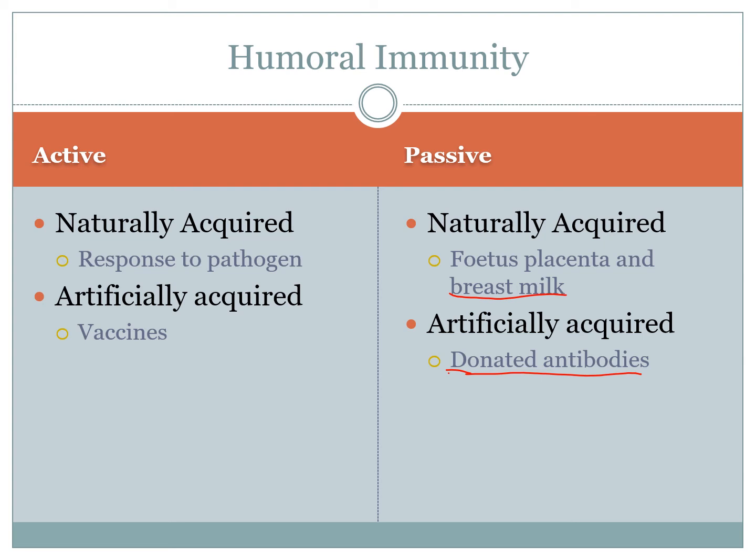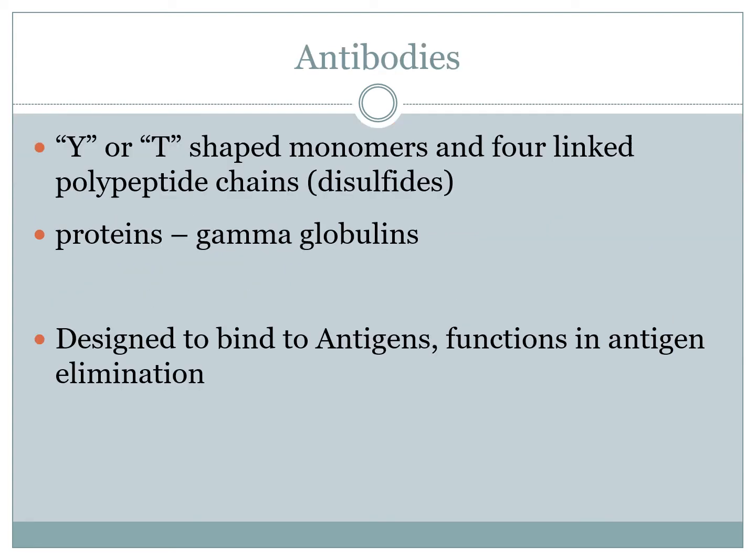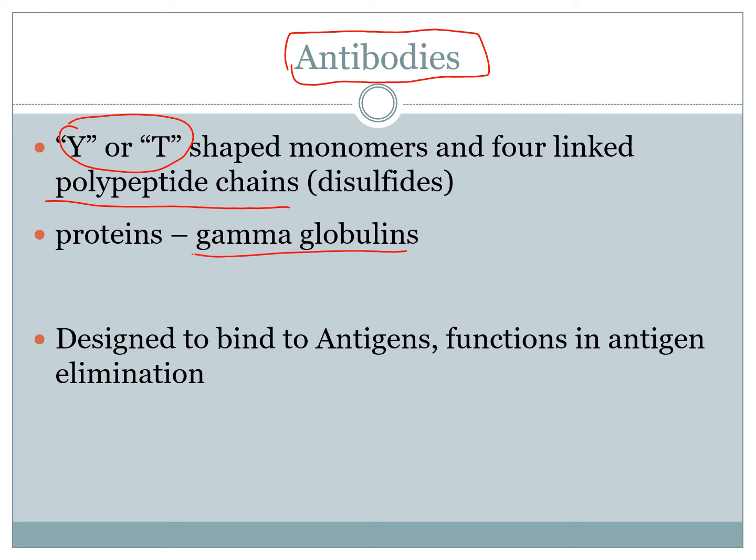Now, when we look at what's being produced, the end result of all this, what we've been talking about, the end result of the humoral development or the antibody immune response is the production of antibodies. An antibody is a series of polypeptide chains. They're usually shaped like a Y, but they can be shaped like a T as well, just for interest. The protein itself is what's known as a gamma globulin, and it is designed to bind to a specific antigen and in turn render that antigen useless or targeted for elimination. That's what antibodies do.